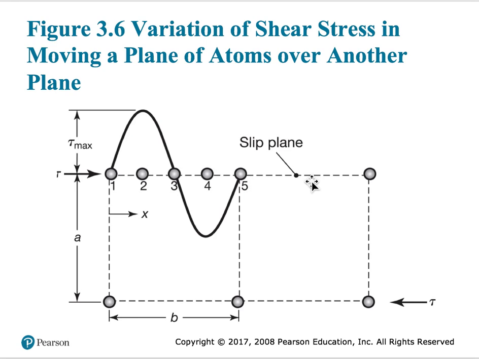So for face-centered cubic materials, there are 12 such systems. There are 4 atomic planes where slipping is preferred, and there are 3 directions where slipping is preferred. So the total would be 4 times 3, which is 12. Similarly, in body-centered cubic also you have 12 such systems, 4 slip planes and 3 directions.